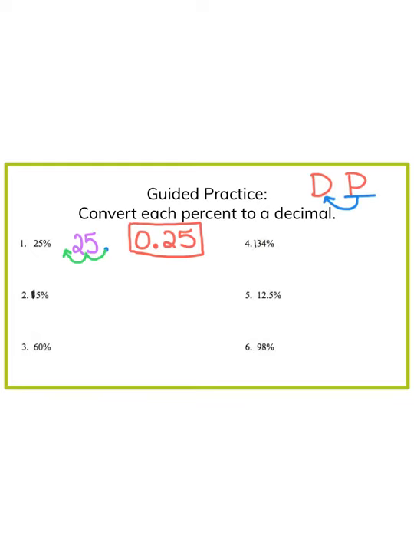In guided practice problem number 2, we will convert 5% to a decimal. So I'm first going to write my 5 for 5%. Again, I don't see the decimal point, so it's hiding behind my number on the right. Using my Dr. Pepper method, I know that I need to move to the left to get from the P to the D, so I'm going to move my decimal point to the left 2 times. 1, 2.